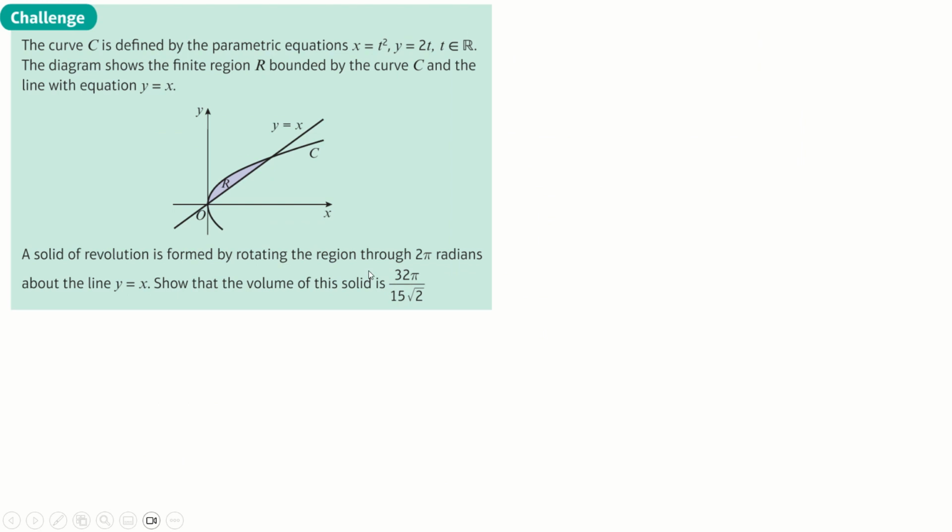Next one's really interesting. I've never seen a question like this before. They're asking me to find the volume, given parametric equations, that's fine, I know how to do this parametrically, but they're asking me to find the volume when I spin it around the line y equals x, this diagonal line here. Now, like I said in the previous question, I have no idea how to do that. I only know how to spin things around the x-axis and the y-axis. So how do I do this?